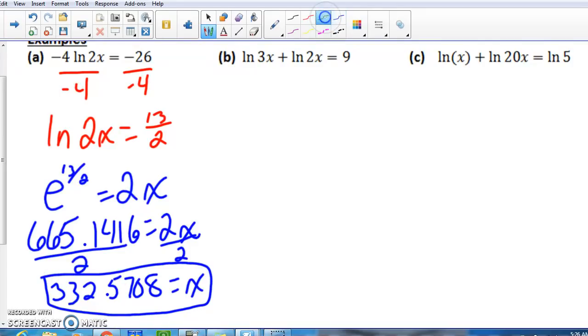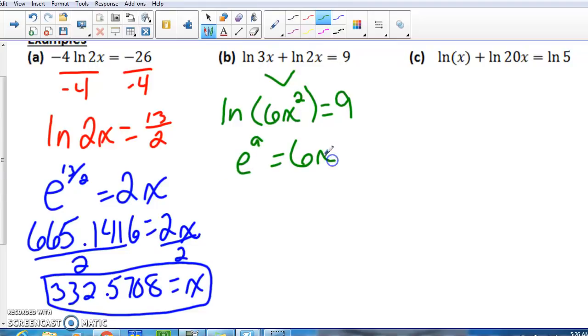Okay, when I look at that second one again, try to apply the properties first. I see two logs that are connected by addition. You know that I condense them to one by multiplying, so that gives me ln of 6x squared. From here I have to look, is this a canceling or is this a rewrite situation? Well, there's only one single log. This is a rewrite. So I say it's e to the 9th equals 6x squared.